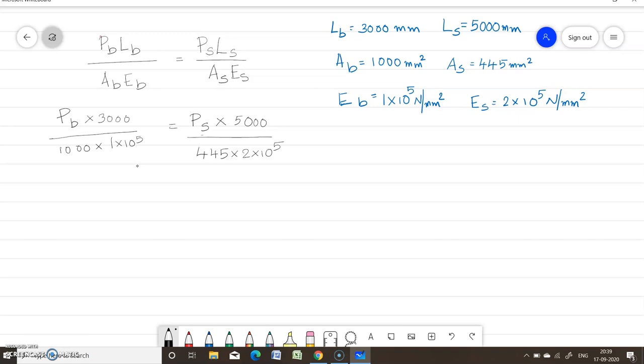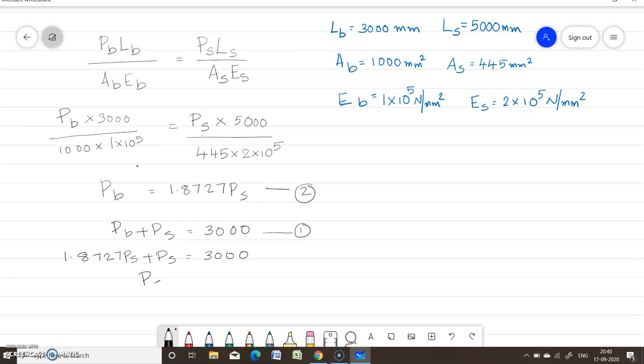Okay. So using this equation, we will get the relationship PB is equal to 1.8727 PS. Okay, let this be equation number 2. Now we already have one equation, PB plus PS is equal to 3000. This is the equation 1. So let us substitute instead of PB the equation 2. We already wrote this, 1.8727 PS plus PS equal to 3000.